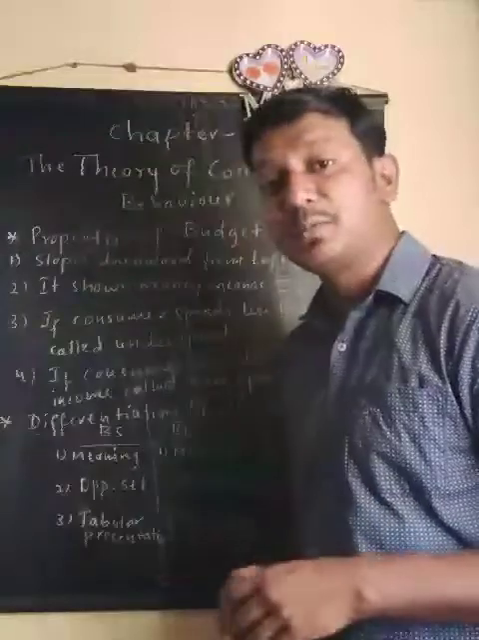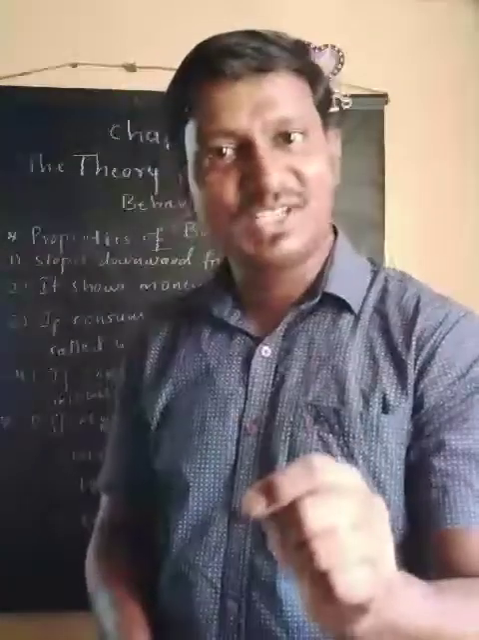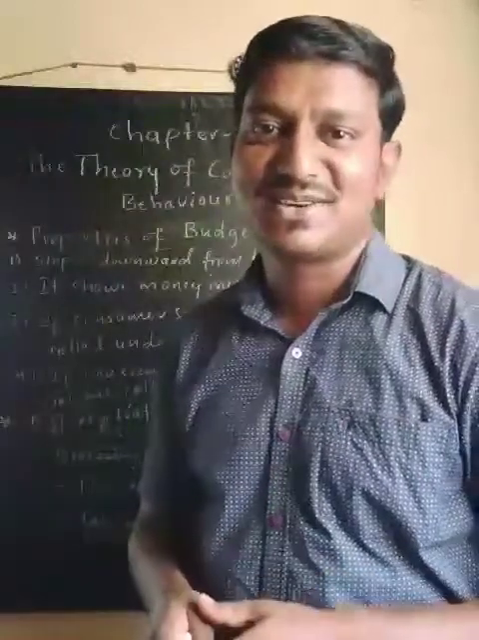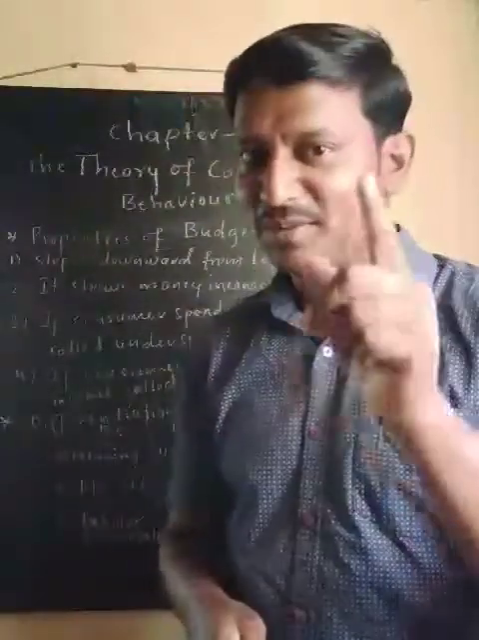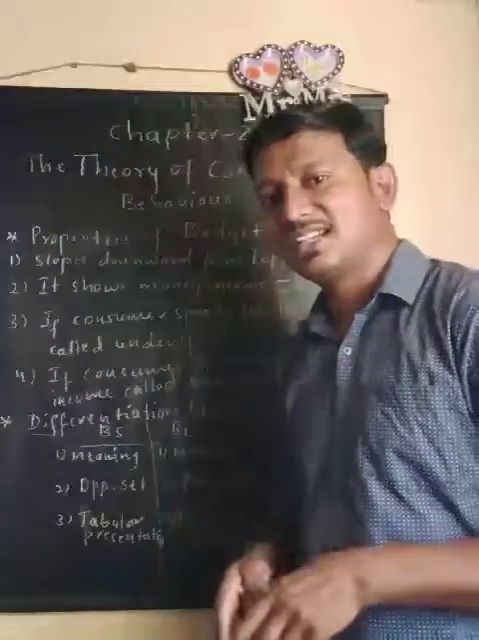Coming to the second point, as I already told you, budget set is also called opportunity set, whereas budget line is also called price line. Opportunity set is the budget set, whereas price line is the budget line.